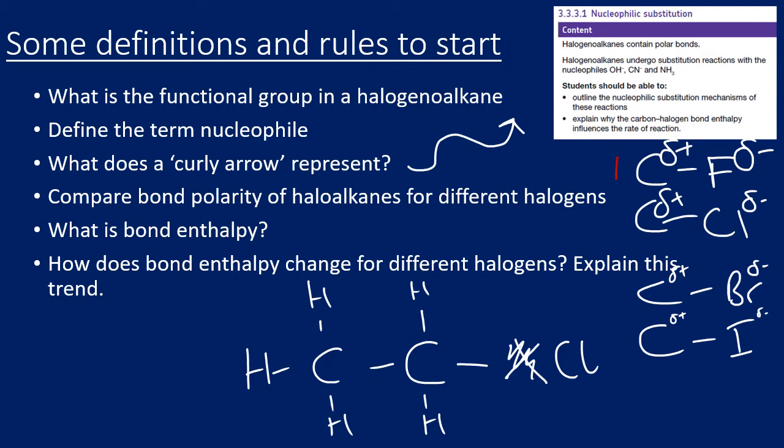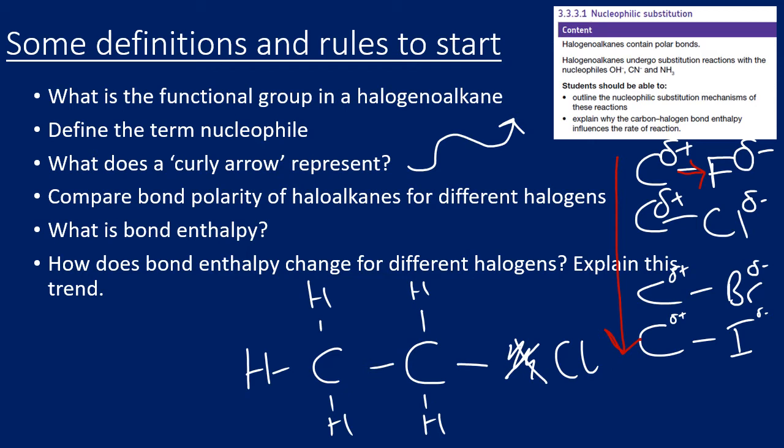People wrongly assume that as we go down the group, the bonds get stronger because they're less polar. It kind of feels logical to say the more polar the bond, the more the electrons are being pulled, the weaker the bond. It's not true. The bond strength actually decreases as we go down, because it's not just about the polarity that affects the strength of the bond. It's all to do with the size of the atom as well.